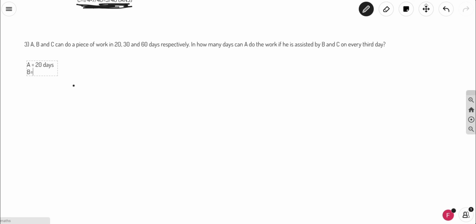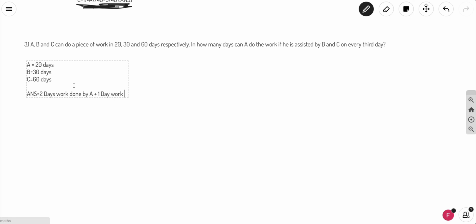Now the third question says, A, B and C can do a piece of work in 20, 30 and 60 days respectively. In how many days can A do the work if he is assisted by B and C on every third day? So it is a shifting workers problem. We are given A is equal to 20 days, B is equal to 30 days and C is equal to 60 days. So first we have to find the work rate.